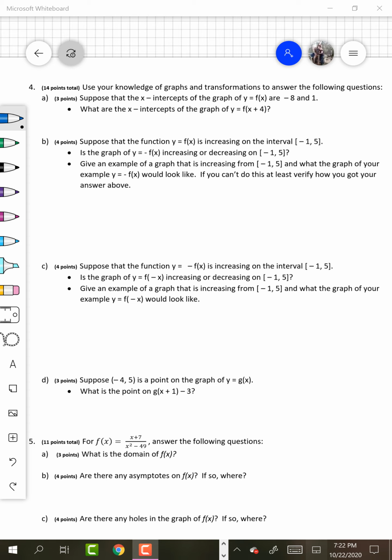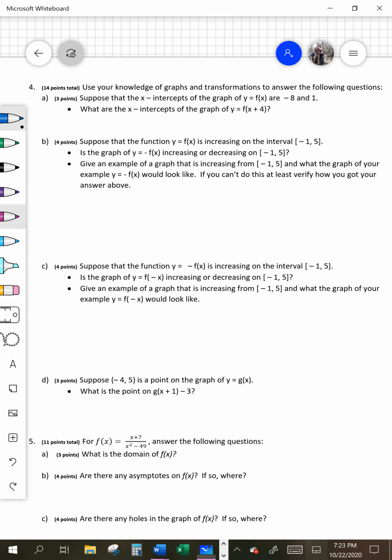So problem number 4, we're going to use our knowledge about transformations and their graphs and answer the following questions. Suppose that the x-intercepts of the graph of y equals f of x are at -8 and 1. So what are the x-intercepts of the graph of f of x plus 4?